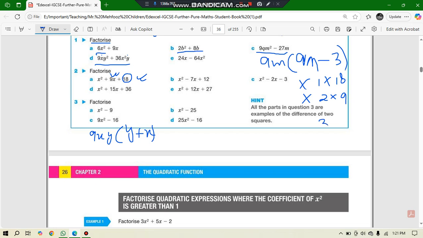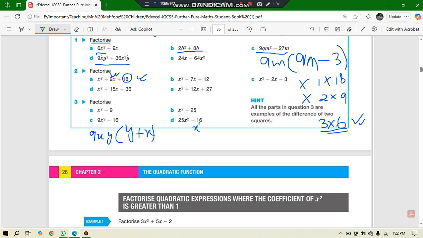The third one is 3 multiply by 6. So for the pair, when we multiply these numbers, your answer will be 18, and when you add these numbers, your answer also will be 9. So it means that this is your suitable pair. Okay, so we just use this pair like that.